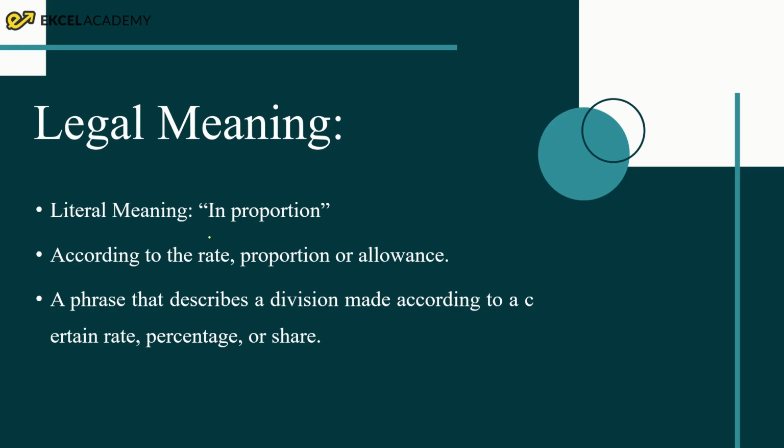Pro rata means in proportion. Whenever you have to divide or allocate something between various parties or individuals, the basis of determination will be a certain rate, percentage, or share. This is known as pro rata. So, something that is divided according to a particular rate, proportion, or allowance. It is a concept whereby you use this method to divide or allocate something among various parties on the basis of a particular share, percentage, or rate.